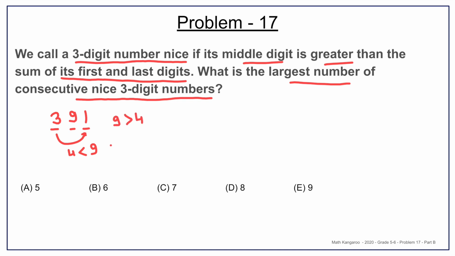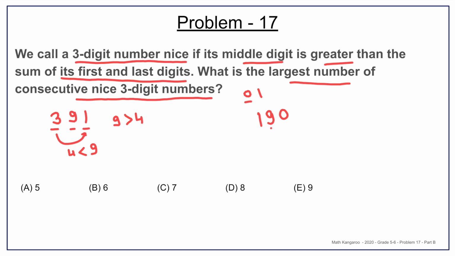Now the question asks, what is the largest number of consecutive nice three-digit numbers? Let's try to maximize the number of nice numbers in a row. To do this, we want the middle digit to be as big as possible and the first and last digits to be as small as possible. This is the trick, because that way the middle digit will more likely be greater than their sum. So let's use 9 as the middle digit and start with the smallest first and last digits. The smallest could be 0 or 1, but we cannot keep 0 as the first digit because it would not be a three-digit number. So we keep 1 and then 0.